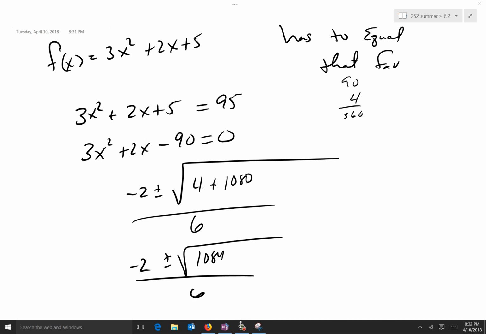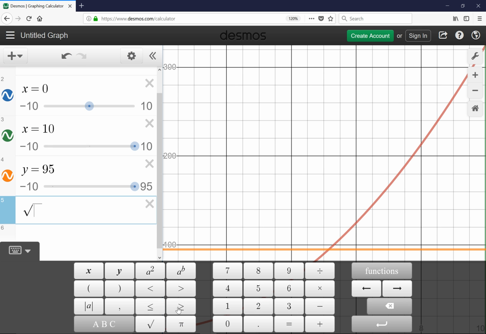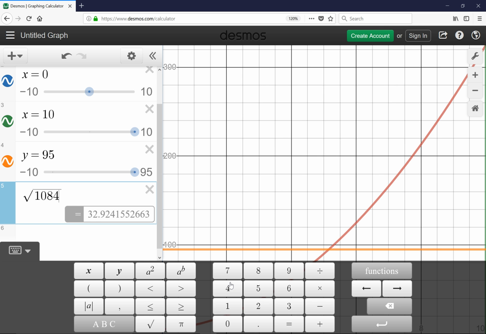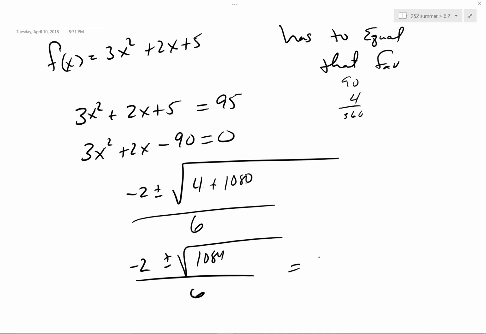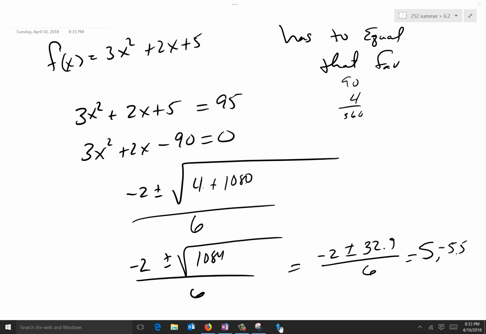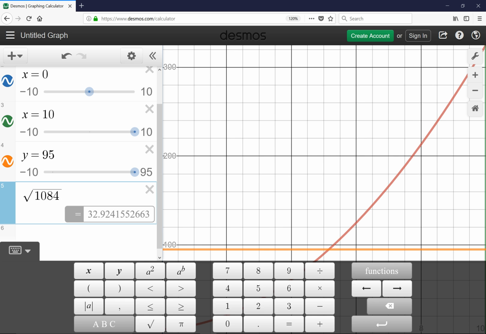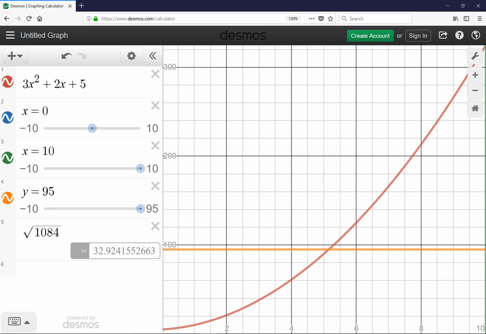And so, oh Betsy, the square root of 1084 is 32.9. So that's negative 2 plus or minus 32.9 over 6. If you add them, you're going to get 30.9 divided by 6, which is basically 5. And if you subtract them, you're going to get negative 34.9 divided by 6, which is negative like 5.8-ish. Okay, this is without a calculator. Now come back on this graph over here, friends. Guess what? One of those values we just found has to be on the interval in question.